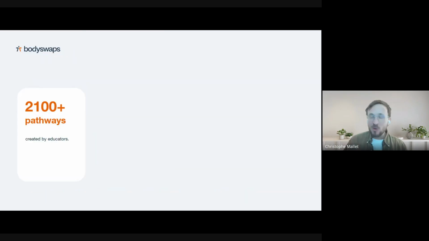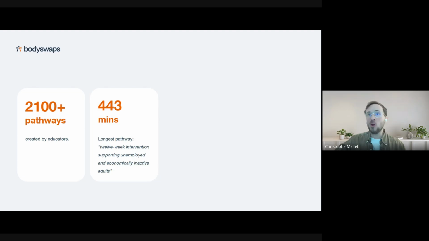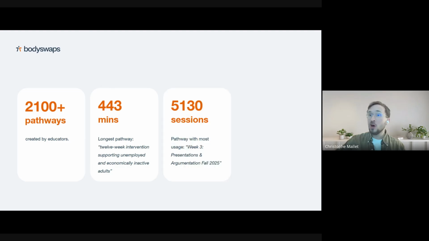Last little thing before we give the floor to Marilee. So some numbers. There's been over 2,000 pathways created by educators on the platform already. Wide variety. The longest one is 450 minutes, which is a 12-week intervention. So I think it's 28 units positioned over 12 weeks. So you can go deep and long.